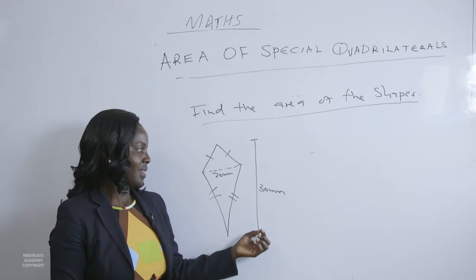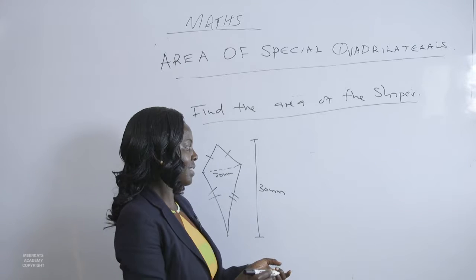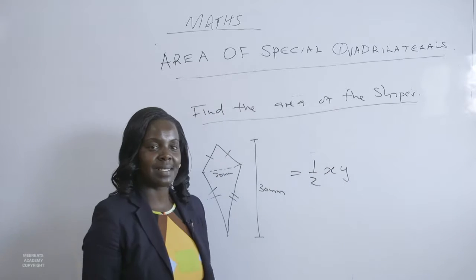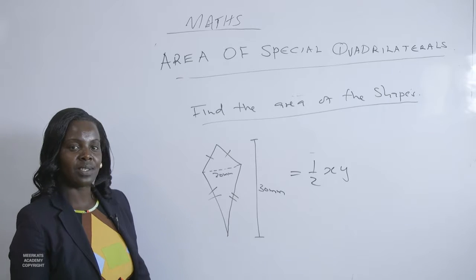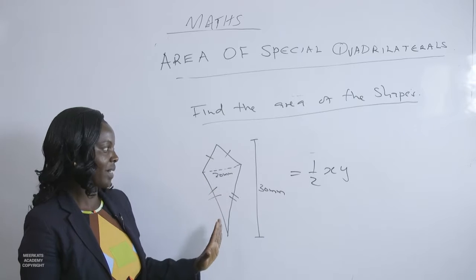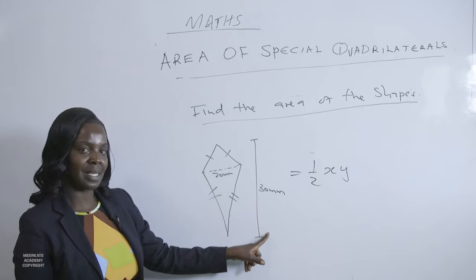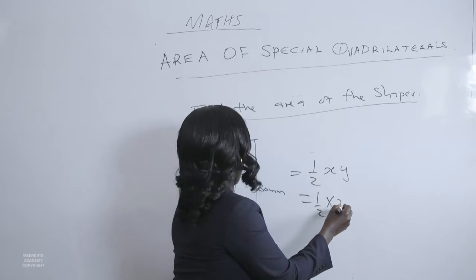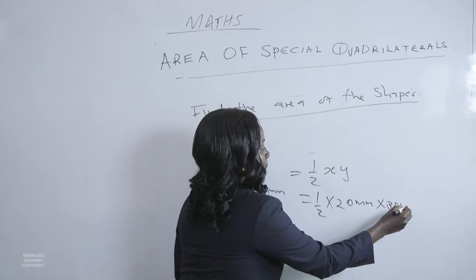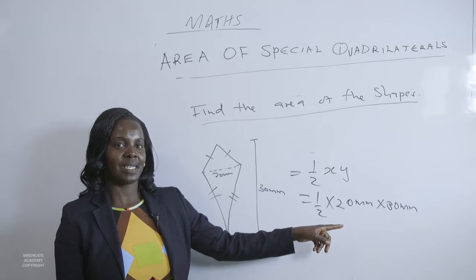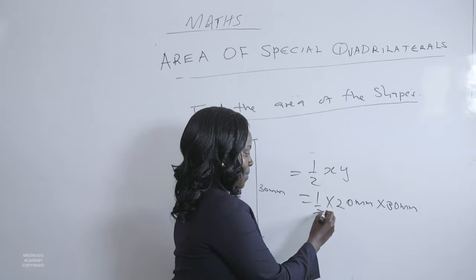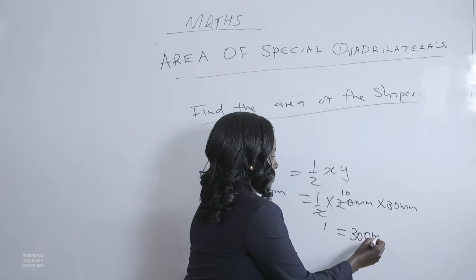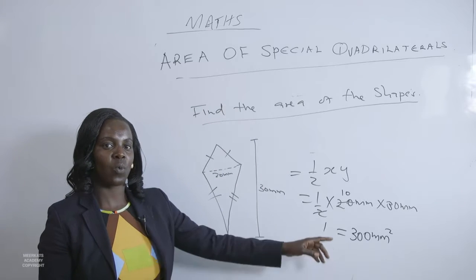What do we call this figure? This is a kite, and we said the rule for calculating the area of a kite is the same as the rule for calculating the area of the rhombus. And that is a half times diagonal x times diagonal y. So then identify the diagonals in this figure. We are told that one of the diagonals is 30 millimeters, and the other one is 20 millimeters. So our only work to do is to substitute in the rule. A half times 20 millimeters times 30 millimeters. 2 goes into 20, 10 times. And that will give us 300 square millimeters.